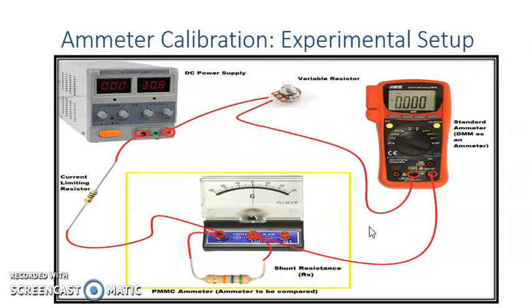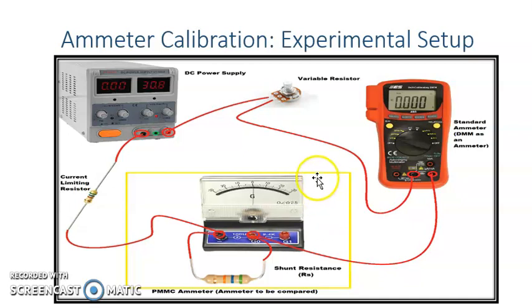So this is how this practical setup must look like. As you can see, this DC power supply is connected to a variable resistor, and this variable resistor is then connected to a standard ammeter or an accurate ammeter. We are using DMM as an ammeter. This ammeter is then connected to the PMMC based ammeter, which is represented by a yellow box. So this is the meter that is supposed to be calibrated or is supposed to be compared.